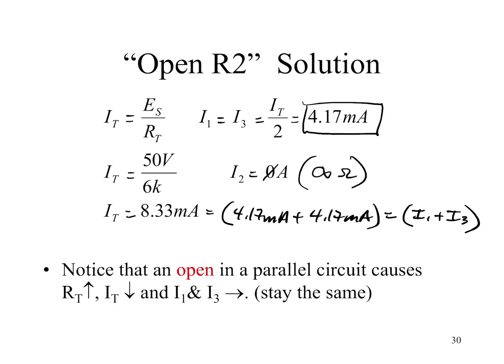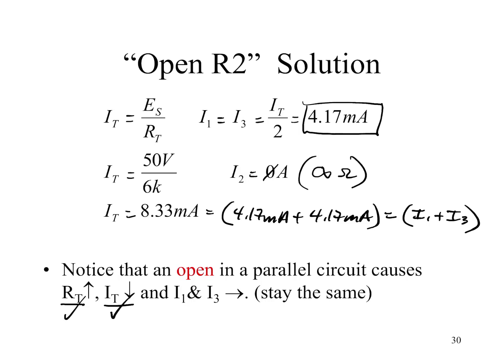So notice that when we have an open in a purely parallel circuit, R total goes up. Remember, R total went from a value of 4K to 6K, so I total goes down. We have an inverse relationship between opposition and current, and therefore I total went down.